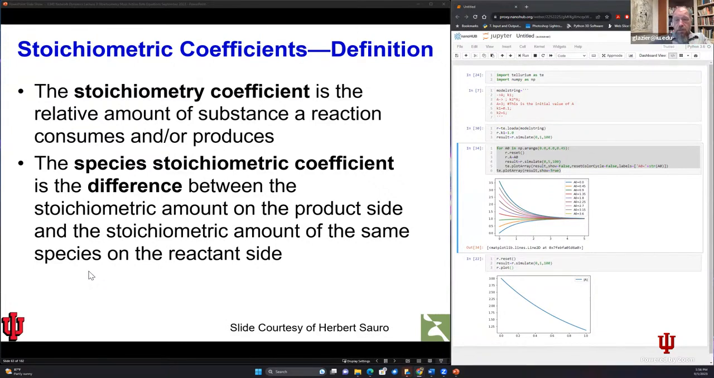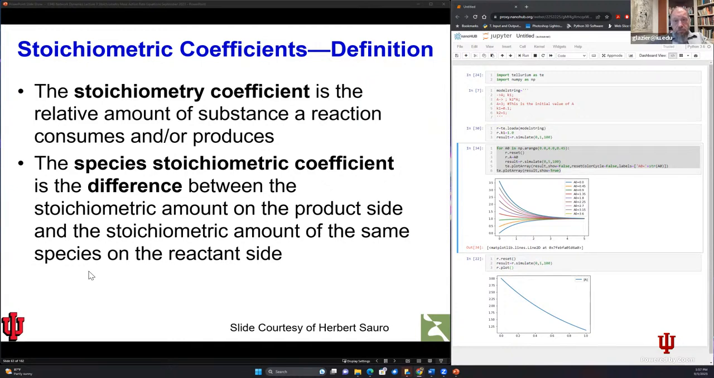And Herbert goes into a fair amount of terminology about stoichiometric coefficients, which are basically those numbers. And the species stoichiometric coefficient is the difference between the number of molecules that are used up on the left-hand side and the number that are produced on the right-hand side.